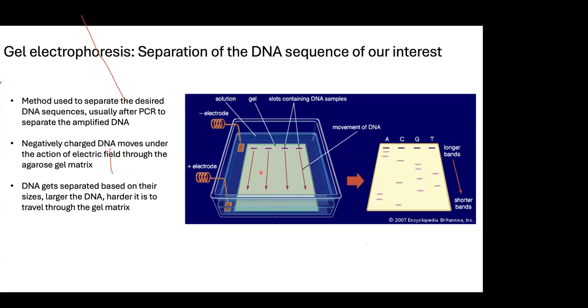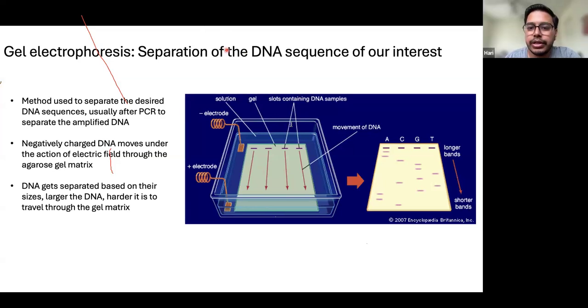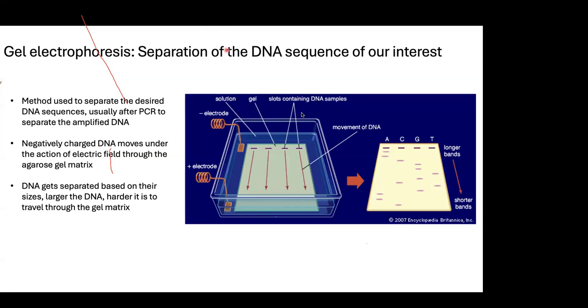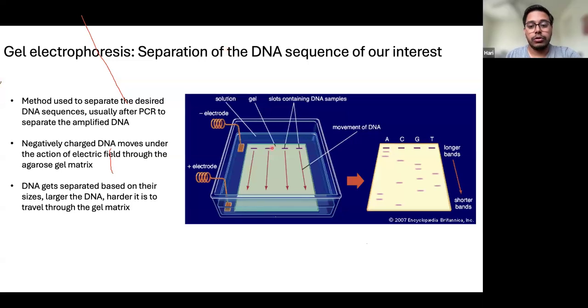Positive is smaller. Sorry, I couldn't hear that. The DNA which is near the positive electrode will be the smallest. Yes, so the one that has traveled the farthest towards the positive electrode will be the smallest DNA among the two. I think everyone got that right.